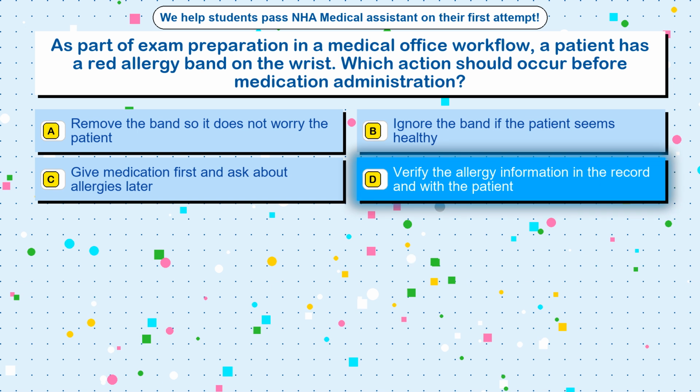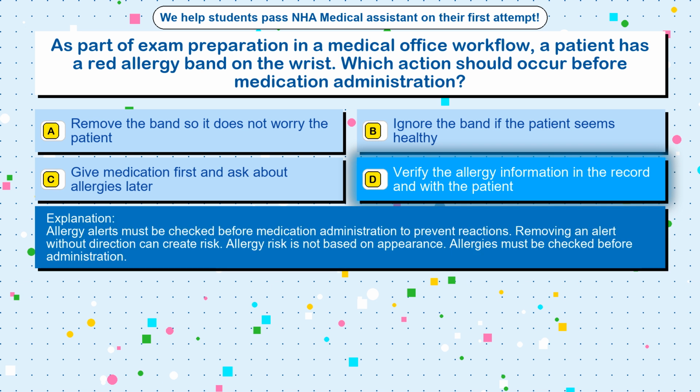The correct answer is option D. Verify the allergy information in the record and with the patient. Allergy alerts must be checked before medication administration to prevent reactions. Removing an alert without direction can create risk. Allergy risk is not based on appearance. Allergies must be checked before administration.